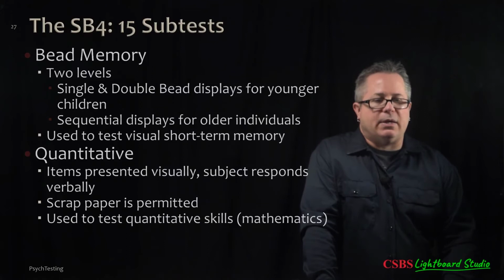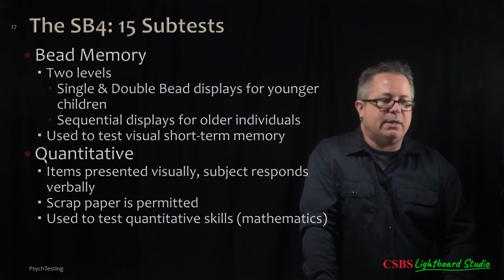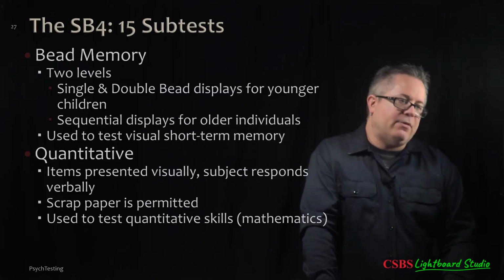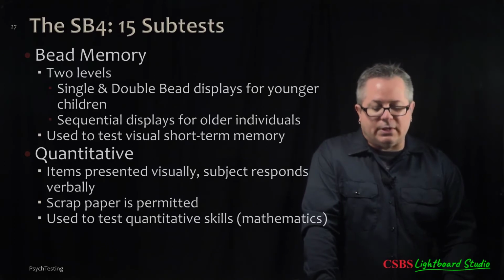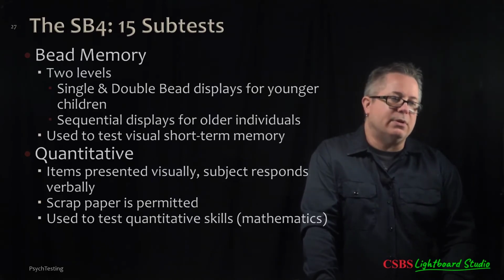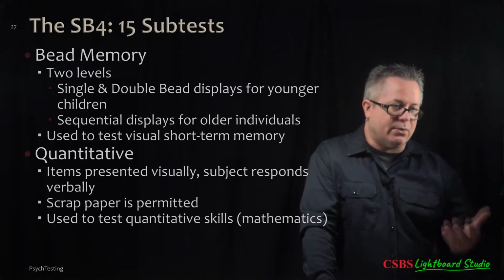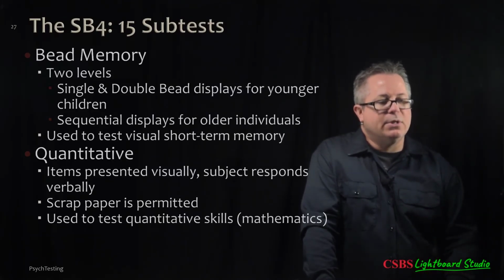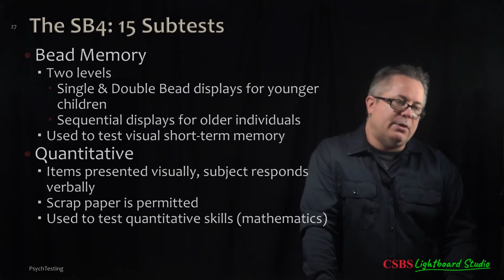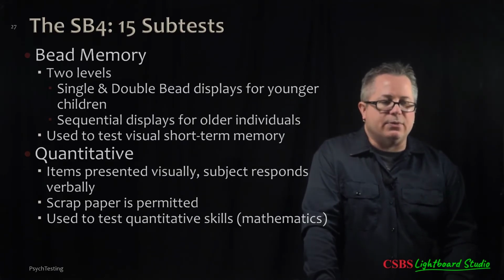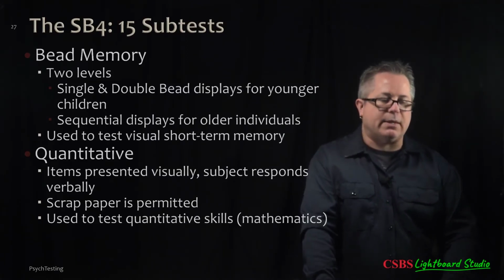And they also had a quantitative subtest. Items were presented visually, and subjects responded verbally. So this is one where the test has to be administered because they're shown a problem, and they had to then tell the person what the answer was. Scrap paper was permitted and used to test quantitative skills, like how good you were at things like mathematics.